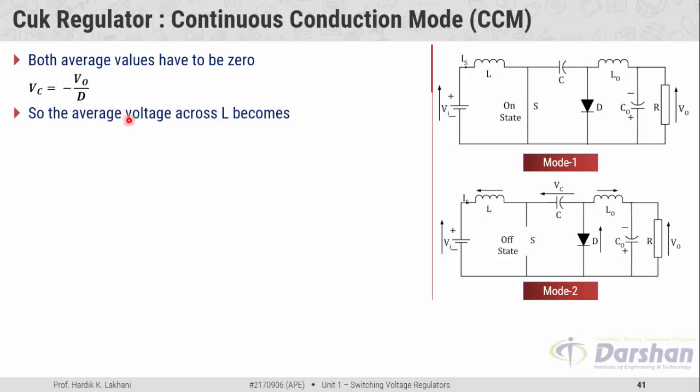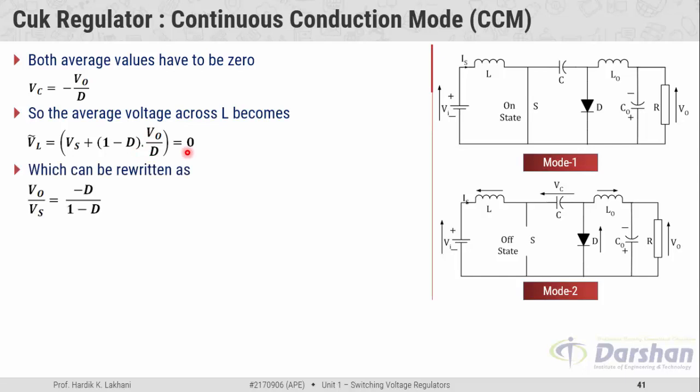So the average voltage across L becomes, by substituting this equation into the first one, Vs plus (1 minus D) into VO upon D is equal to 0, which can be rewritten as output voltage is equal to minus D divided by (1 minus D) into supply voltage. So this is the output voltage equation for the Cuk regulator when it is operated in the continuous conduction mode, and this equation is similar to the voltage equation of the buck boost regulator.